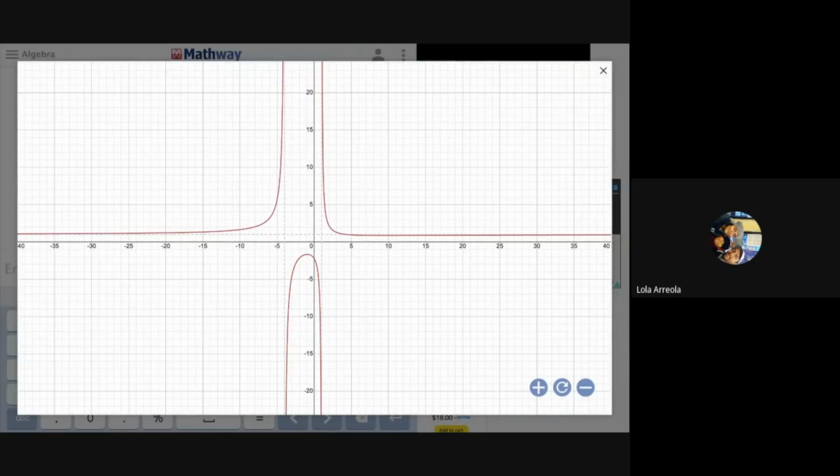Do you guys see the vertical asymptote right here? There's another vertical asymptote right here. These are dotted, invisible lines that our graph gets close to but doesn't cross. Even this horizontal asymptote, look how close it gets, but it doesn't quite cross. Horizontal asymptotes, sometimes your graph does cross them.